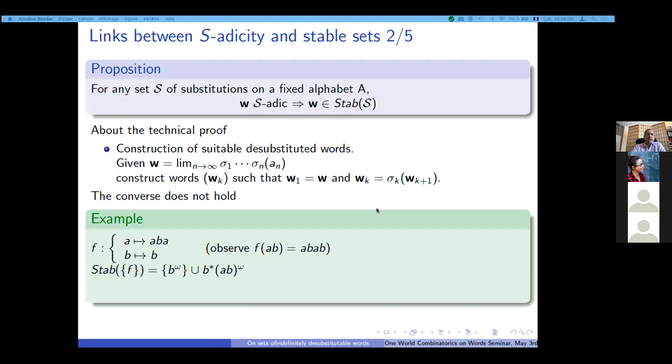Let me mention that the converse of the proposition does not hold. If your word W belongs to a stable set of a given set of substitutions, it may not be adic. This can be shown using the example I used before. The stable set, I have already said it, of the substitution here is the following set. And if we consider the ideal words using these substitutions, there is only one, which is the periodic word with period AB. And so there are some words that belong to the stable set but that are not adic.